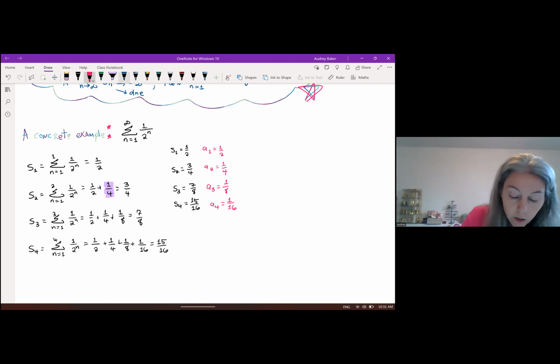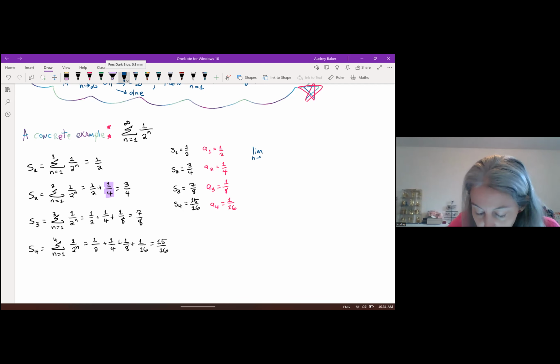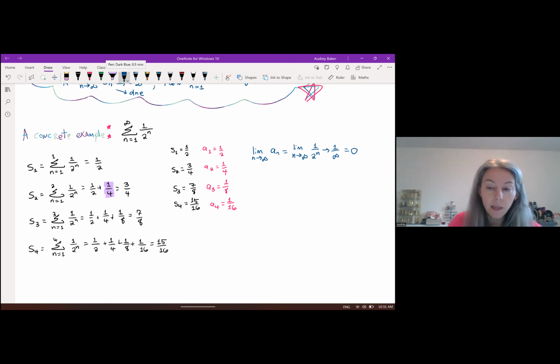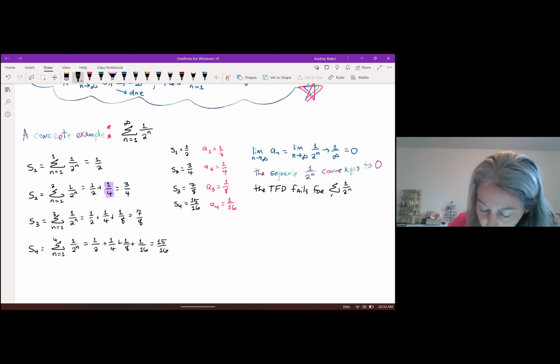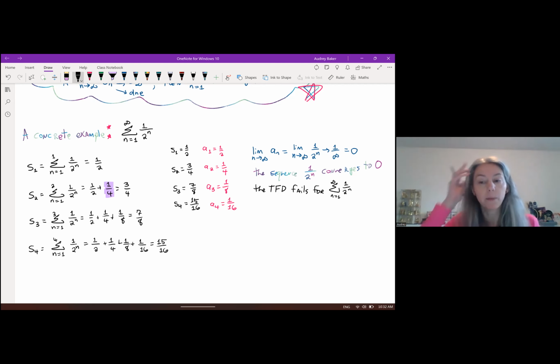Now notice, if I were to do the limit as n approaches infinity of a sub n, well, that's the limit as n approaches infinity of 1 over 2 to the n. Well, that's 1 over infinity, which is 0. So what this is telling me is the sequence 1 over 2 to the n converges to 0. But it's also telling me that the test for divergence fails for the sum of 1 over 2 to the n, n equals 1 to infinity. So if the test for divergence fails, that means we have to do something else.